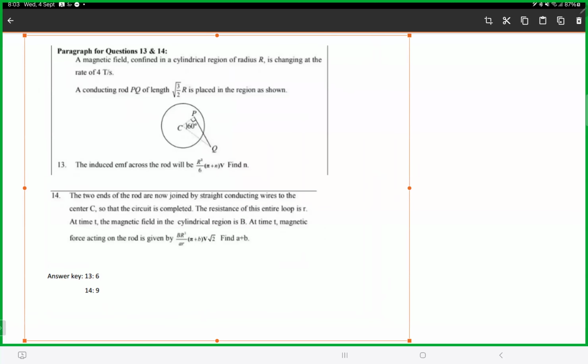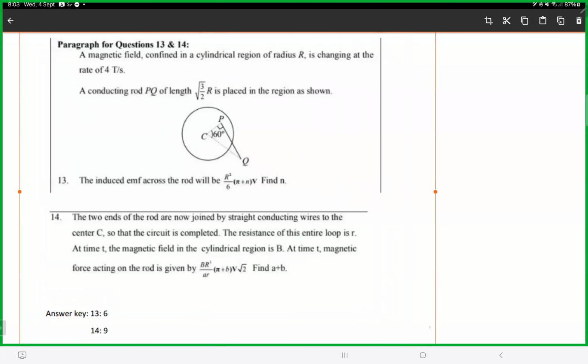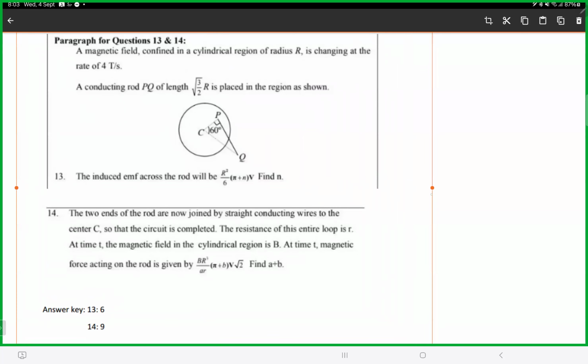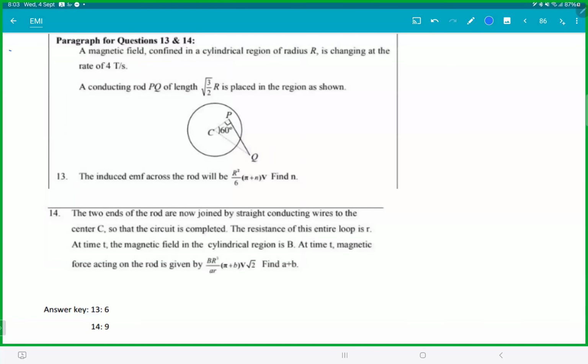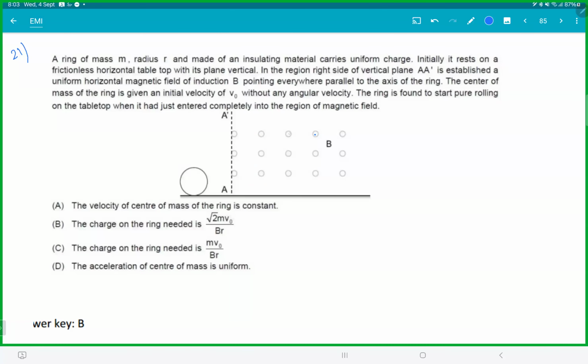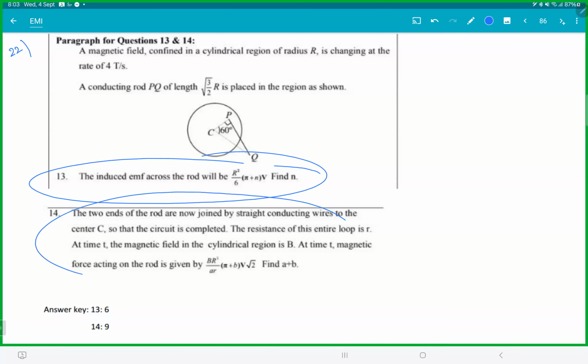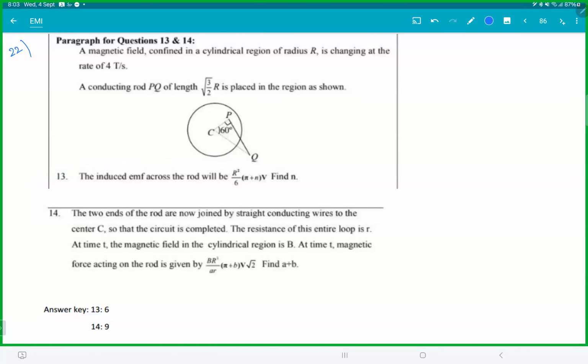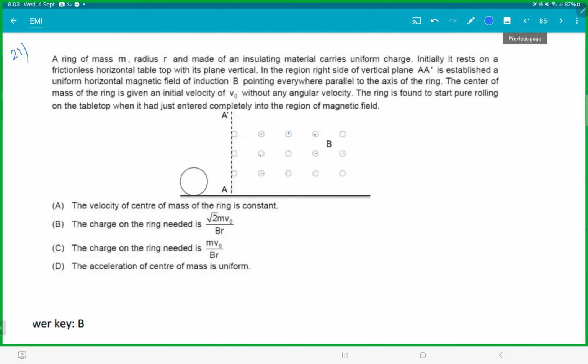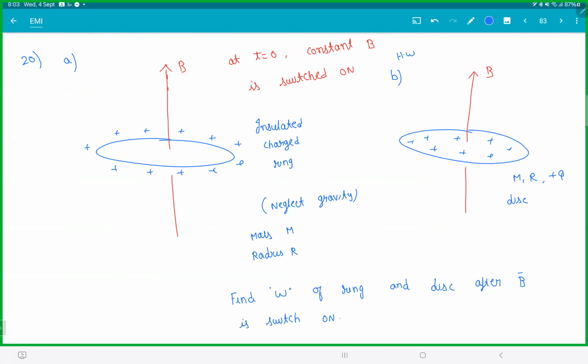This is another one which I liked. We have a cylindrical field region and a PQ rod placed at some odd angle like this. Bubbles mean out of the plane. There are two options. It is a paragraph question about induced EMF. Check it out. These are good questions. If you spend even half an hour on each one, it is worth it. They will help you learn a lot of concepts. So try these three questions and come.